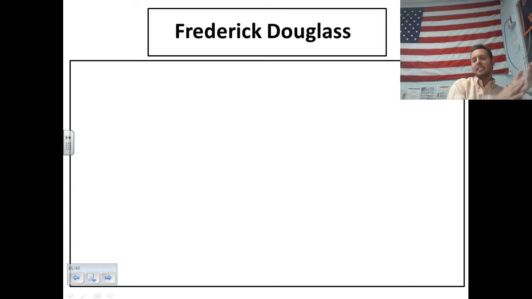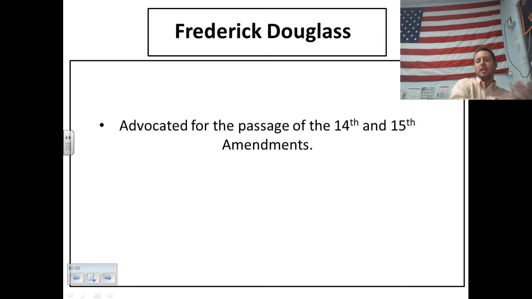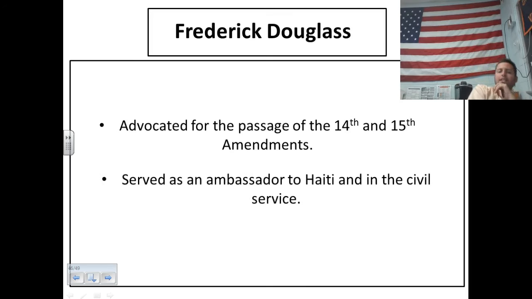Let's go to the next one. Please put Frederick Douglass. This is our last card. Oh my gosh. Hey, please put advocated for passage of the 14th and 15th Amendments. He wanted citizenship for African Americans. He wanted voting rights for African Americans. Please put that down. Those are the things that he advocated for, okay? Hey, he served as an ambassador to Haiti and in the civil service. You know what's cool about that? Frederick Douglass was born in Maryland into slavery.